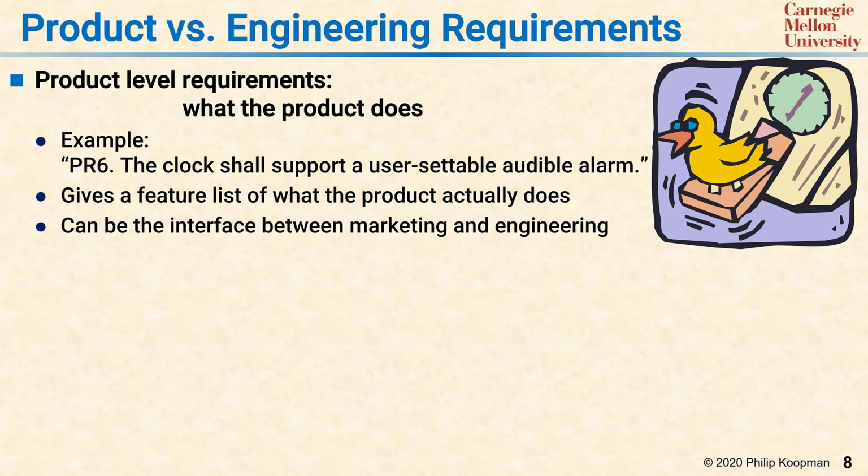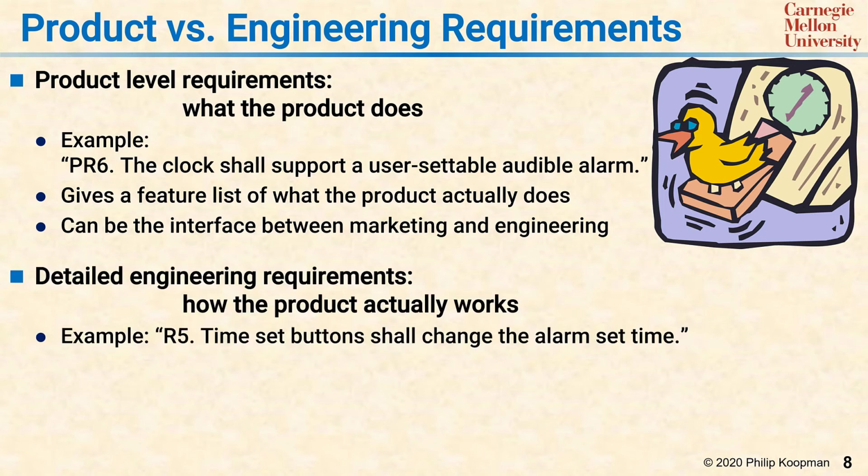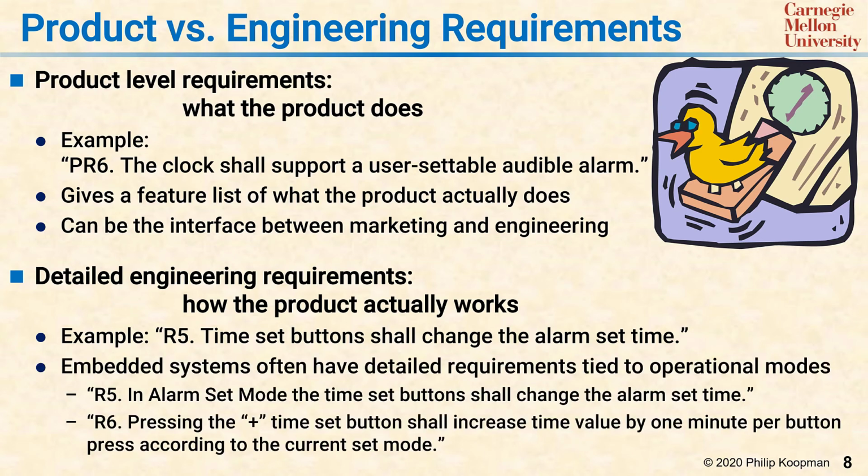More detailed engineering requirements talk about how the product actually works. For example, R5, time set buttons shall change the alarm set time. Much more concrete, it tells you how the system works. Embedded systems also have detailed requirements that may be tied to operational modes. For example, R5, in alarm set mode, the time set buttons shall change the alarm set time.